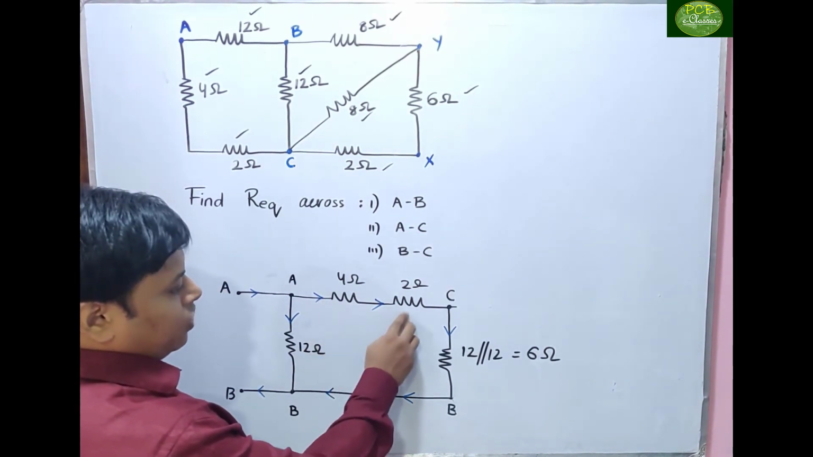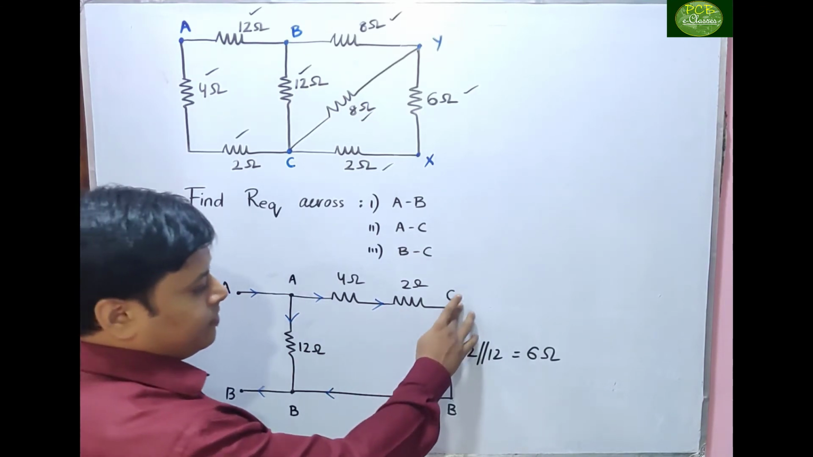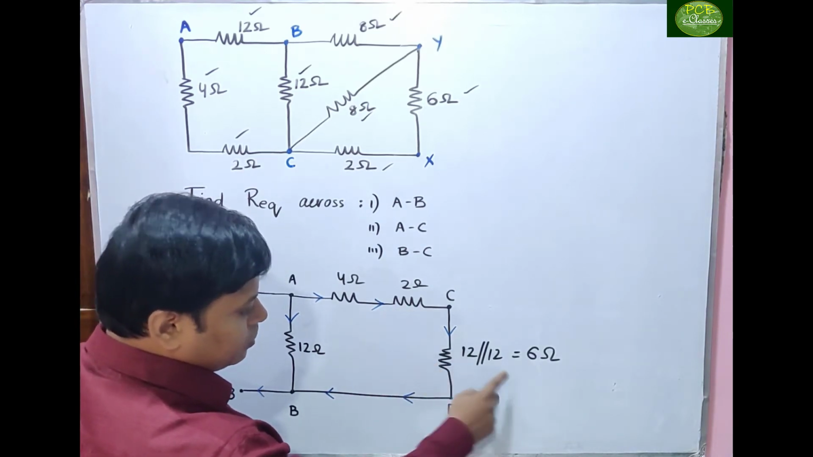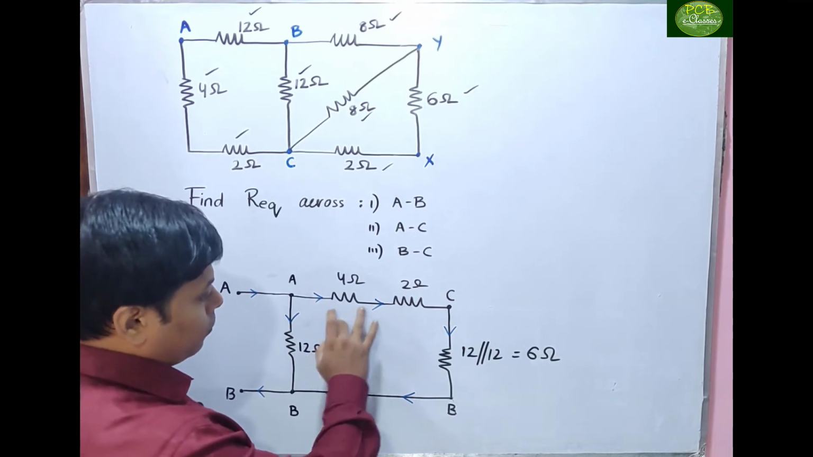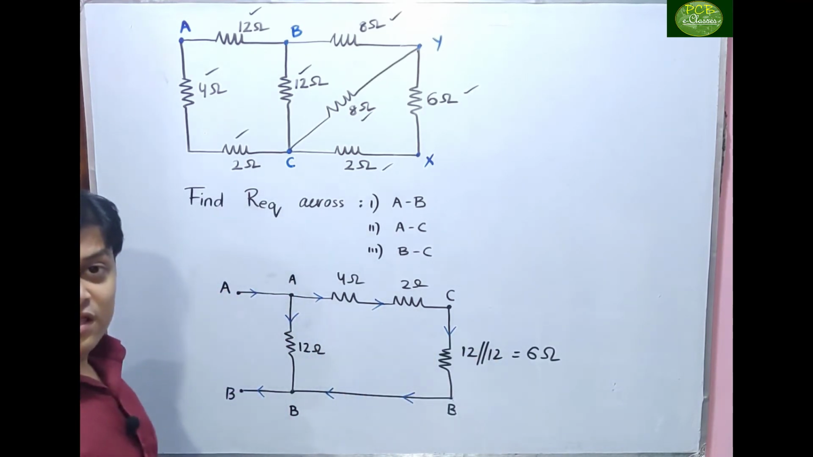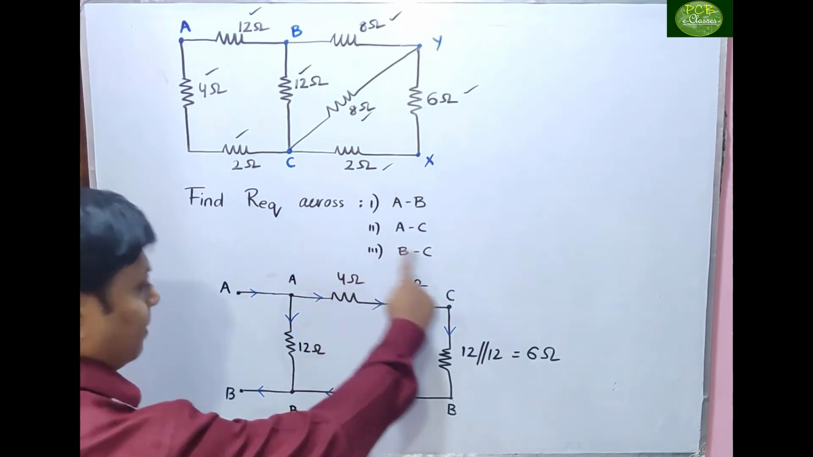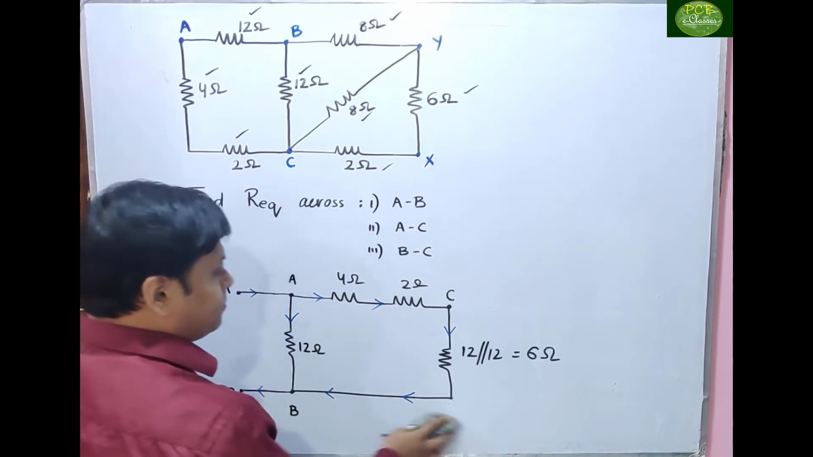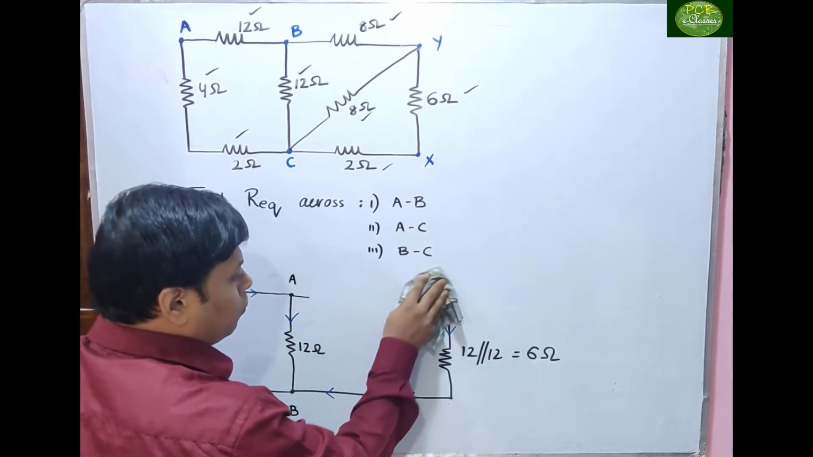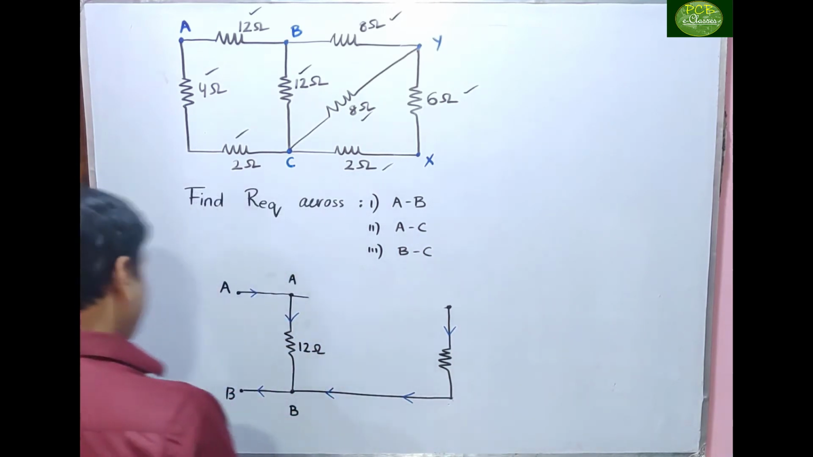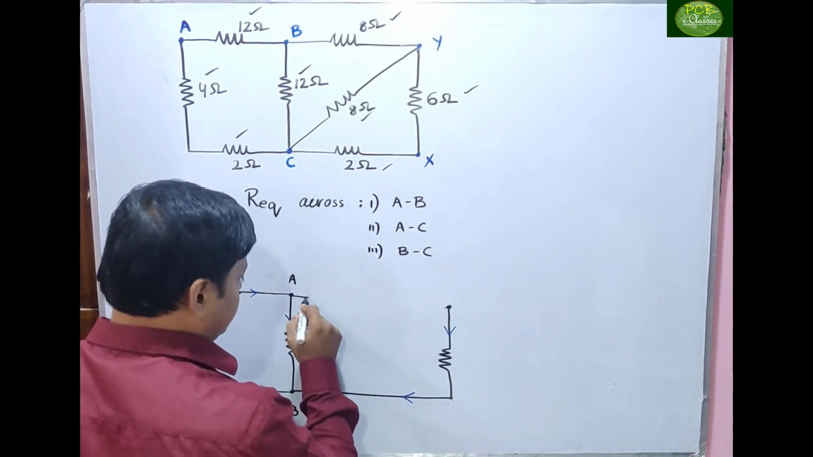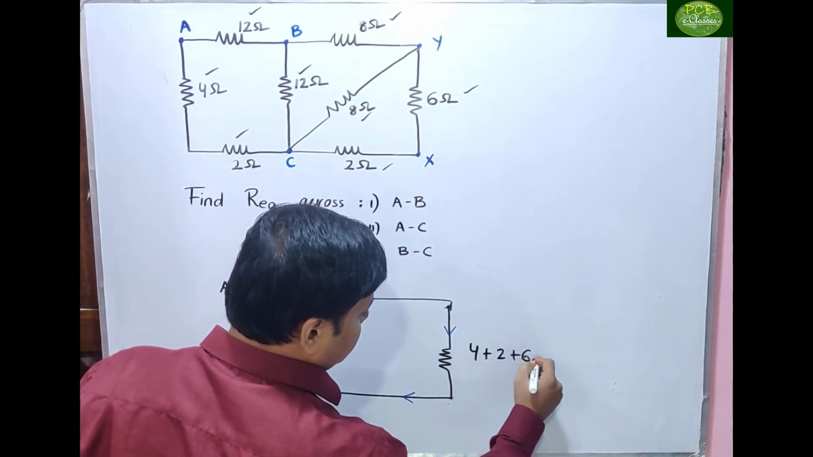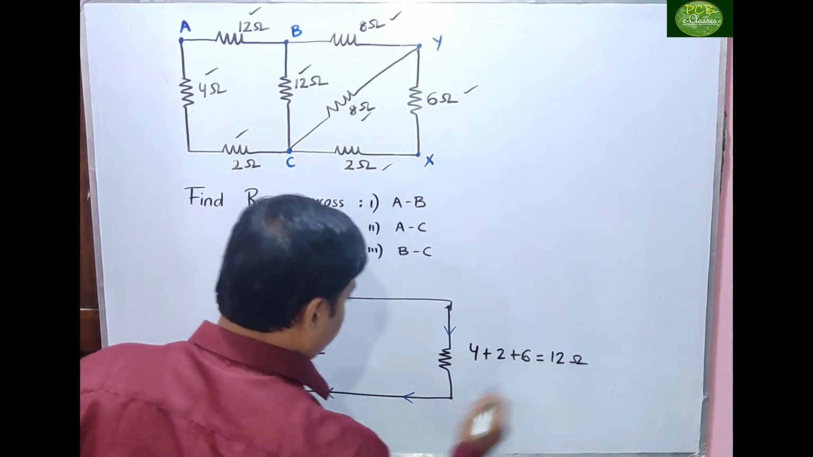Next, the current flowing in this 4 ohm and 2 ohm, is it the same? Yes. The current flowing in the 4 ohm and 2 ohm also flows through the 6 ohm. That means 4, 2 and 6, all three are in series. So can I replace this entire part with 4 plus 2 plus 6? How much? It's 12 ohm.